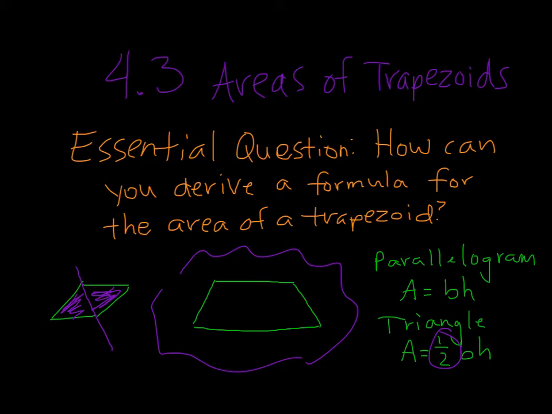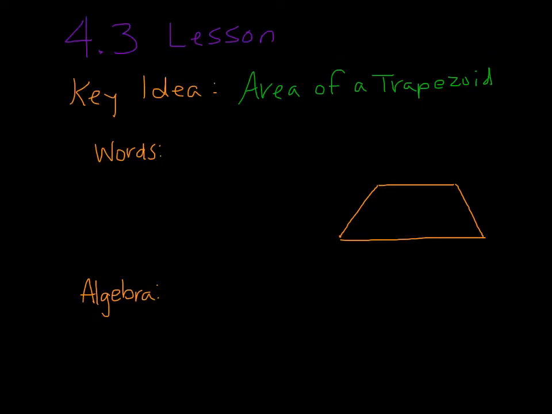So stay tuned to figure out what that is, and if you'd like to follow along with me in the book, I am on page 168, and we're on the 4.3 lesson. Here we go. So 4.3 lesson, our key idea is the area of a trapezoid.